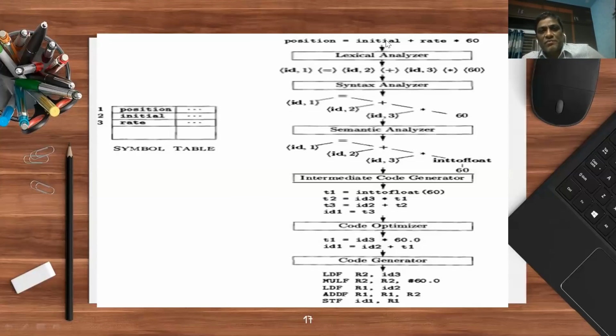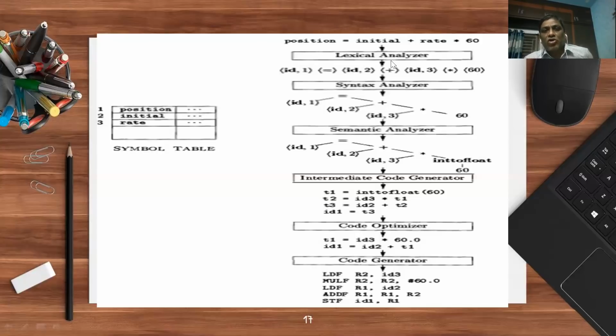Initial is the second identifier, therefore it is ID comma 2, followed by plus. This is another token, an operator, so it is directly written here. Rate is another identifier, so the third identifier is ID comma 3. Into is an operator, so again the star is written here. 60 is a constant, and 60 is directly written here.